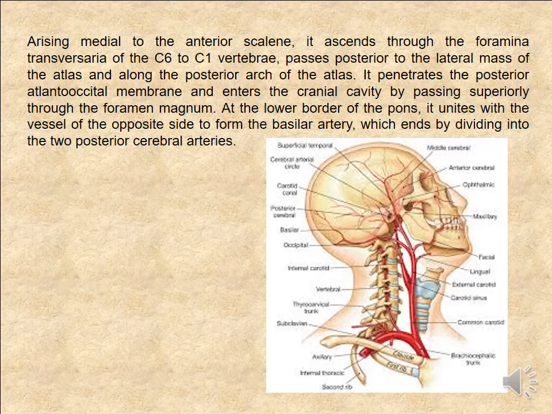Arising medial to the anterior scalenus, it ascends through the foramen transversarium of C6 to C1 vertebrae, past posterior the lateral mass of the atlas and along the posterior arch of the atlas. It enters the posterior atlanto-occipital membrane and enters the cranial cavity by passing superiorly through foramen magnum. At the lower border of the pons, it unites with the vessel of the opposite side to form the basilar artery, which ends by dividing into the two posterior cerebral arteries. That is the first artery, the vertebral artery.